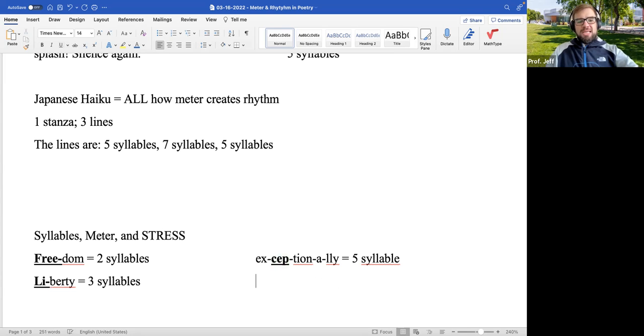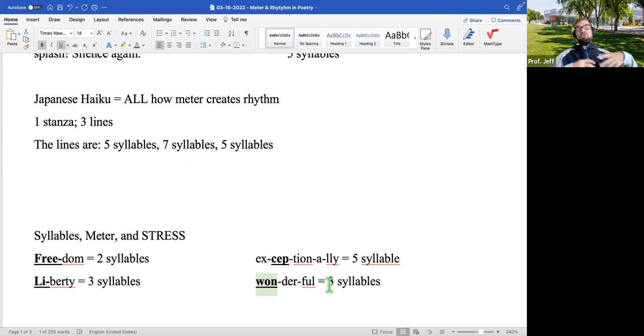And we'll do just one more example, so hopefully this sinks in for you. How about a nice and easy one? Wonderful. How many syllables in wonderful? This is a three-syllable word. And the first syllable gets the stress. Wonderful, not wonderful, and not wonderful.